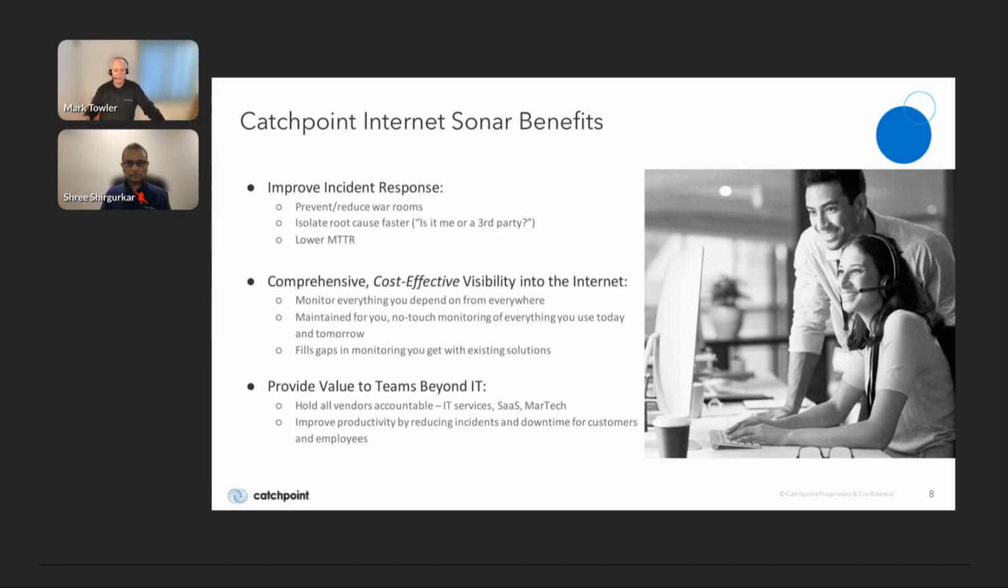You could technically do this yourself and set up your own tests within Catchpoint, but no need. We're managing it, we're maintaining it, we're providing this information to you, we're basing it on all of the tests that we're constantly running on our own network, and we're filling in the gaps in monitoring you're going to get with your existing solutions. So the result is a very comprehensive and, most importantly, cost-effective visibility into what's going on in the global internet.